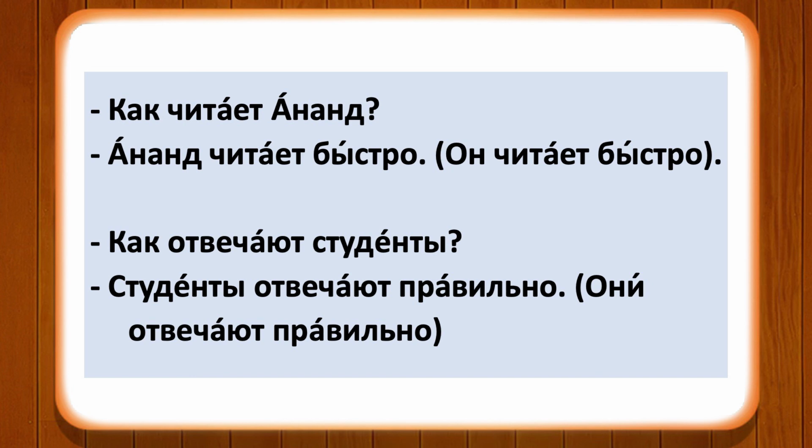He reads fast. Anand can be replaced by a pronoun on. Anand is a male, so it can be replaced by a pronoun on. On читает быстро. The next dialogue is как отвечают студенты. Как отвечают студенты? It means how does the students answer. Студенты они, therefore the verb form is agreeing with the subject они. Отвечают. Как отвечают студенты? The answer would be студенты отвечают правильно.